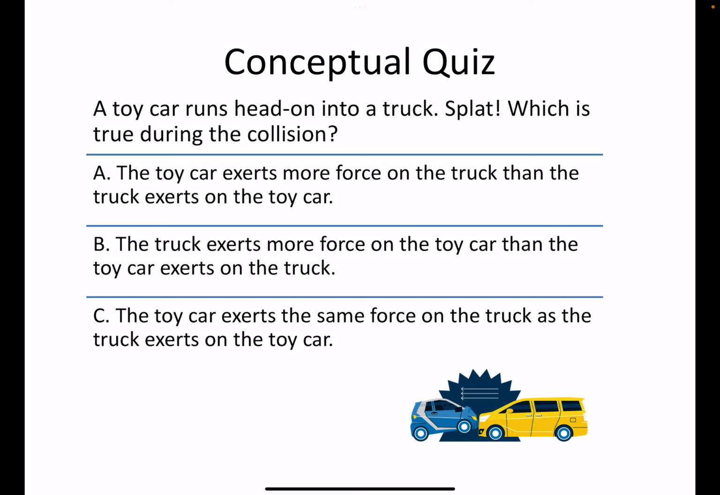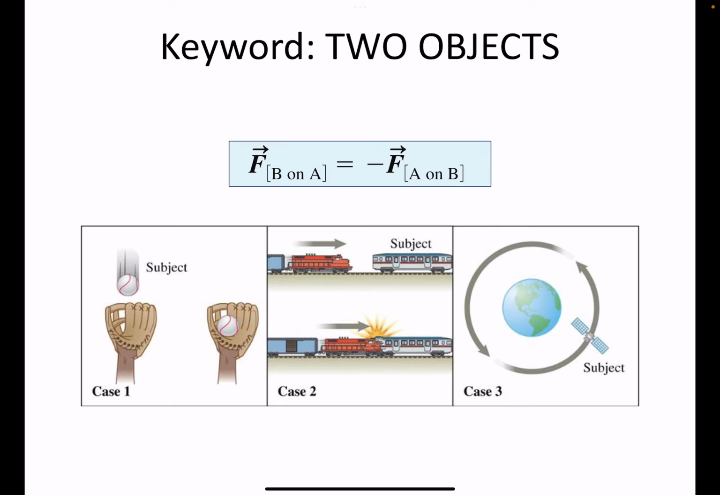Because those two forces are an action-reaction pair. The reason the toy car gets more damage is because it has a much smaller mass, so it's more vulnerable. Newton's second law is all about the forces on a single object. Now keep in mind, Newton's third law is concerned with two objects.